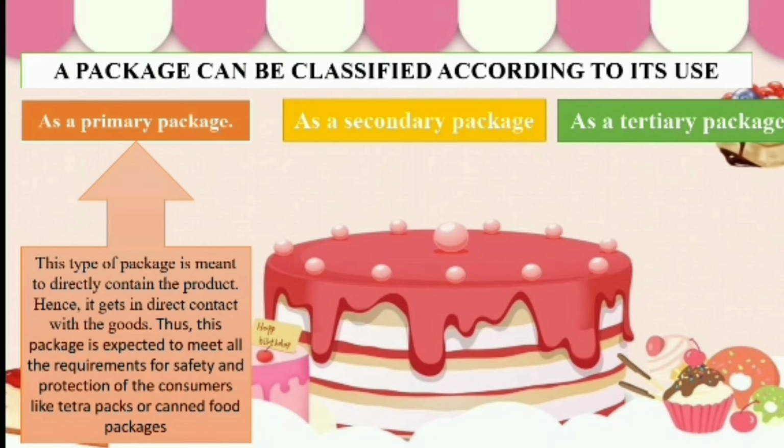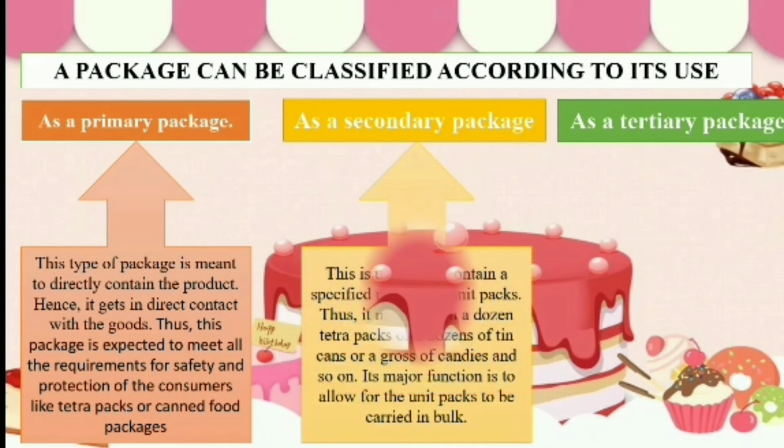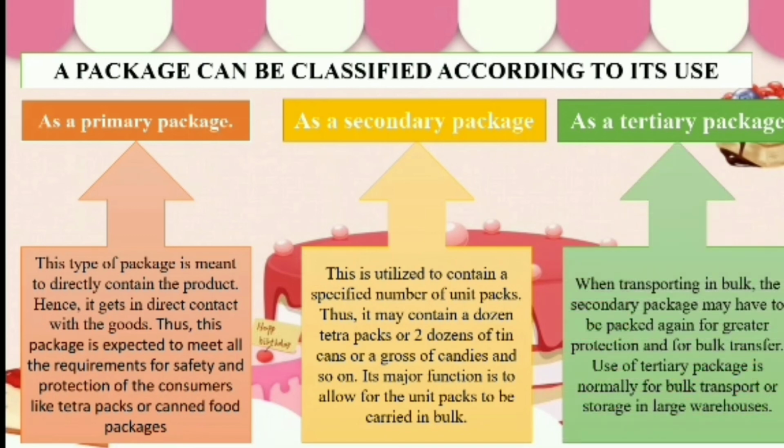The secondary package is utilized to contain a specified number of unit packs. Thus, it may contain a dozen Tetra Pak or two dozen tin cans or a gross of candies and so on. Its major function is to allow for the unit pack to be carried in bulk. In tertiary package, when transporting in bulk, the secondary package may have to be packed again for greater protection and for bulk transfer. Use of tertiary package is normally for bulk transport or storage in large warehouses.